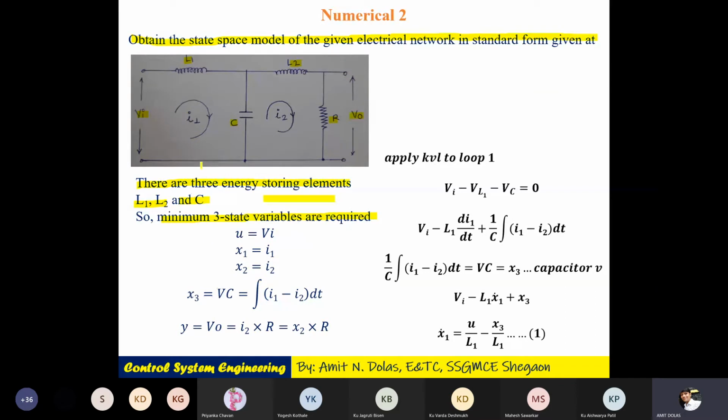Let's assign: U is nothing but the input. Then x1 is nothing but current. Of course, if the input is changed, then these two currents will be affected. So x1 is nothing but current I1, the x2 state is nothing but current I2, and x3 is nothing but the voltage, sorry, not output. x3 is the voltage across the capacitor, which is nothing but the integral of I1 minus I2 into dt.